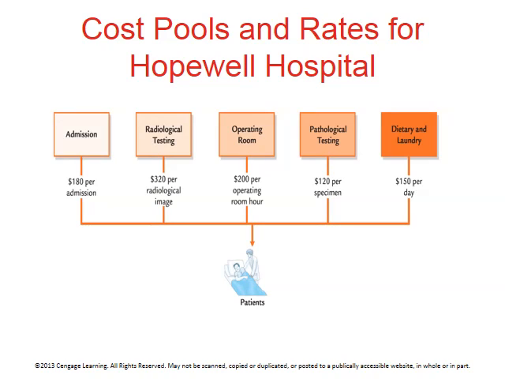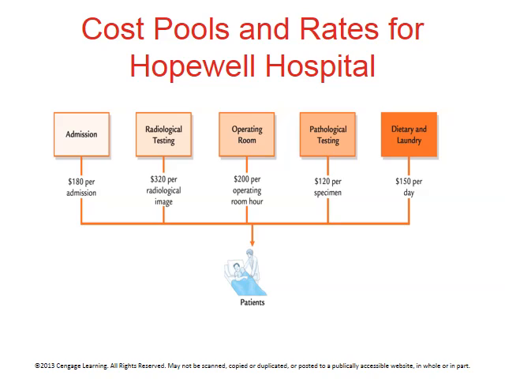So let's look at Hopewell Hospital and look at the different cost pools. So we have a cost pool for admission. So we say it's $180 per admission. We have radiological testing, $320 per image. Operating room, pathological testing, dietary and laundry. So we have all these 5 different cost pools, and then we have a rate for each.